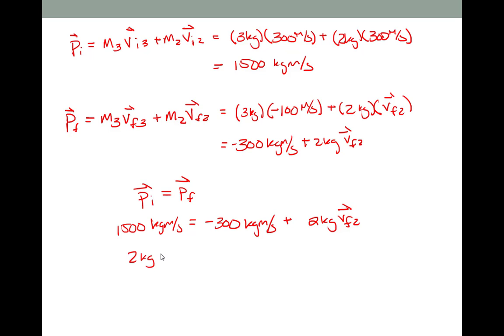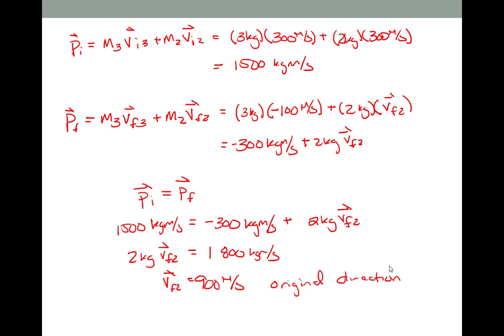So 2 kilograms times V final 2 has to equal 1,800 kilogram meters per second. Or in other words, V final 2 is 900 meters per second, and it is positive, so therefore it's going now in the original direction. And going that way quite fast. This concludes this part of Unit 13. In the next part, we're going to focus on elastic collisions.